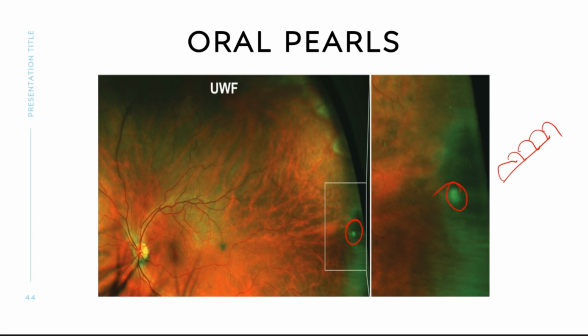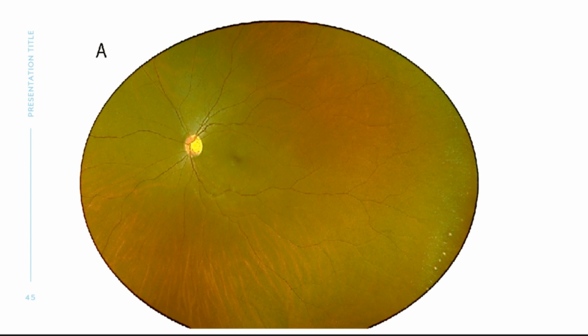So these oral pearls are present in about 20% of the eyes. They don't have any sex or age predilection, right? Again, another image which is showing these small pearls. You can call them pars plana pearls or you can call them oral pearls as well.